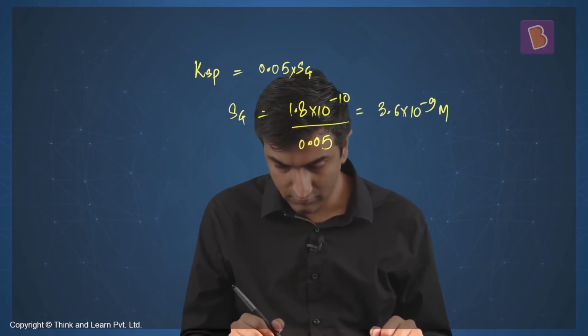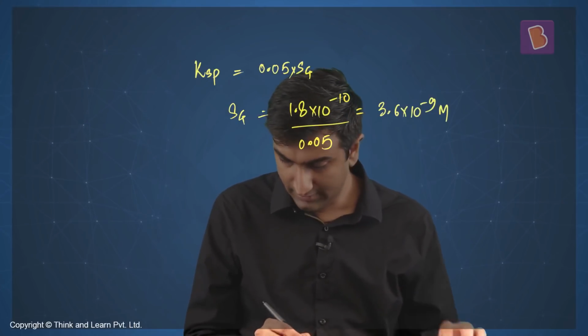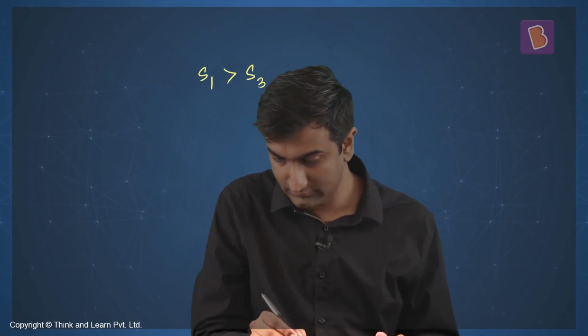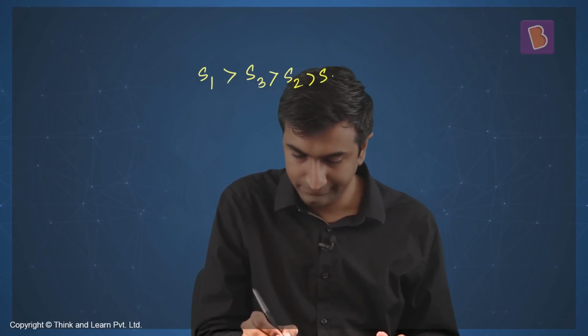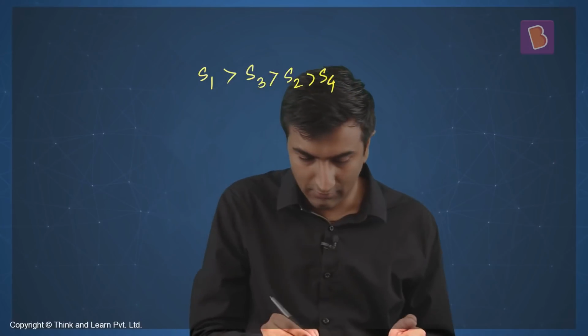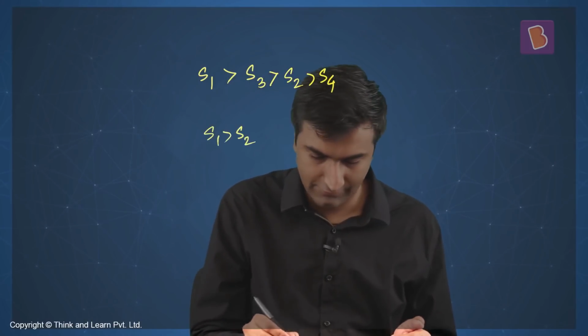Okay, so what did I get from here? S1 was definitely the largest. Highest is the wrong word. Largest. Then you get S3, then you get S2, then you get S4. This is all I need. Then I can figure out which one fits. So S1 greater than S2? Yeah, sure, this one's correct.